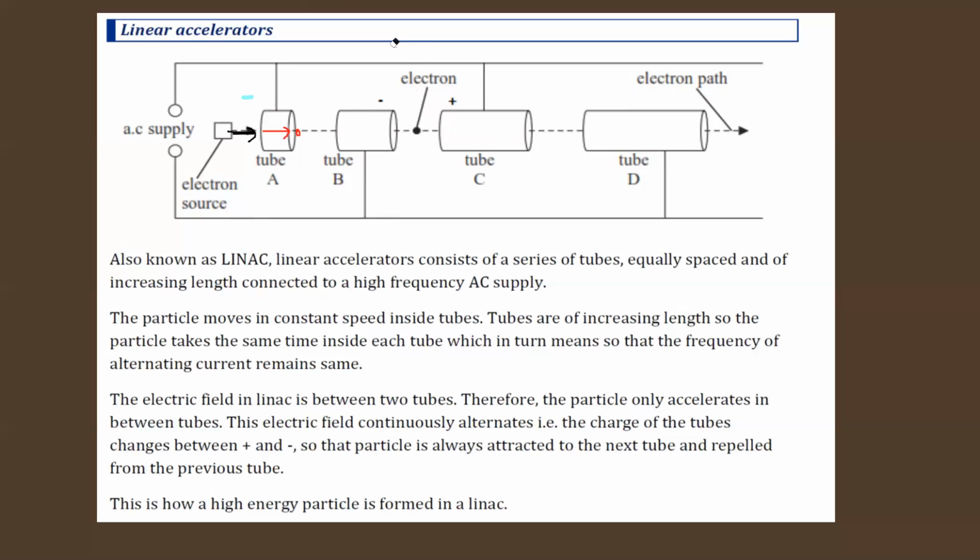As the terminal changes, again positive, negative, positive, negative. Due to this positive and negative, the electron will accelerate from tube A to tube B. When it reaches this tube, again the terminal changes, so this will be negative, positive, negative, positive. So it does not affect the motion. Because it's taking the same time, when it reaches the other end of tube B, again the terminal changes and the electron will accelerate.